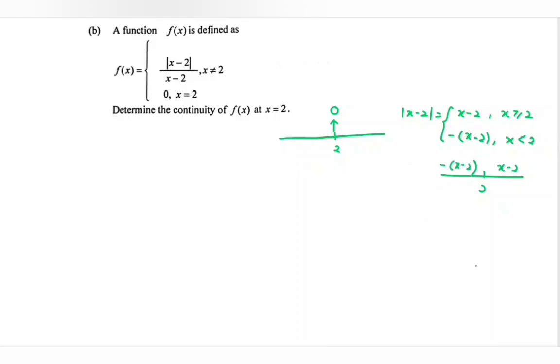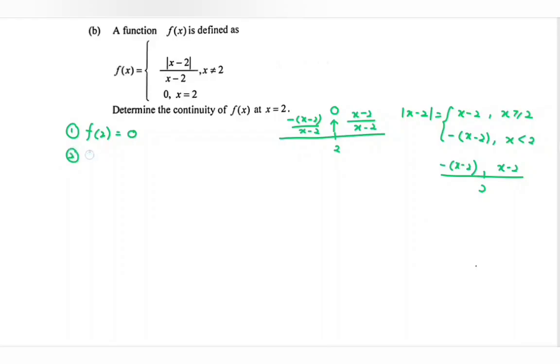So kindly substitute the situation. From the left, we have negative bracket x minus 2 over x minus 2. For the right hand side, we have x minus 2 over x minus 2. So determine the continuity for the function f(x) at x equals 2. Step number 1, f(2). By referring to the number line, here we have 0.